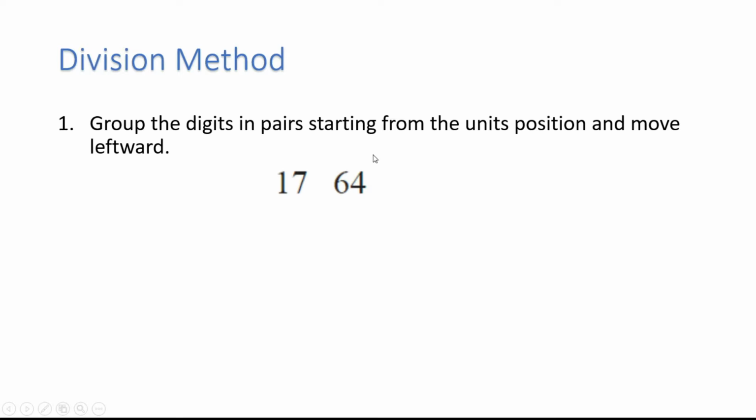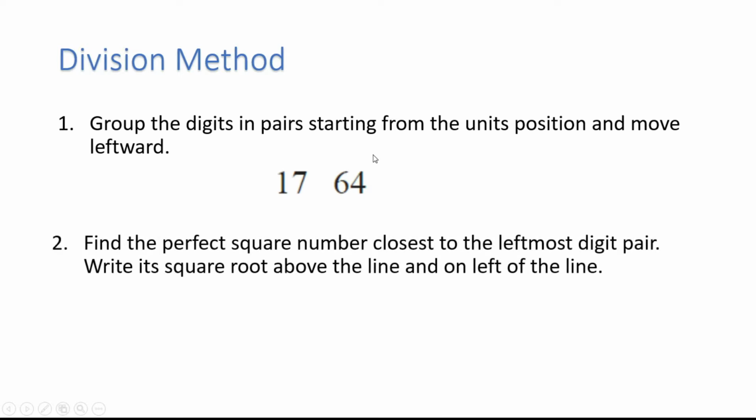Secondly, find the perfect square number closest to the leftmost digit pair. Write its square root above the line and on left of the line. The closest perfect square number of 17 is 16. The square root of 16 is 4. So we write 4 above the line and on to the left of the line.